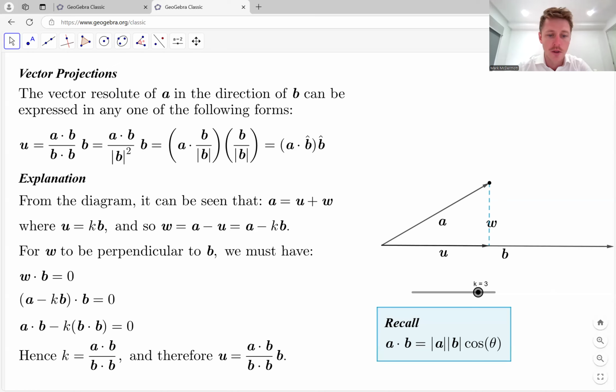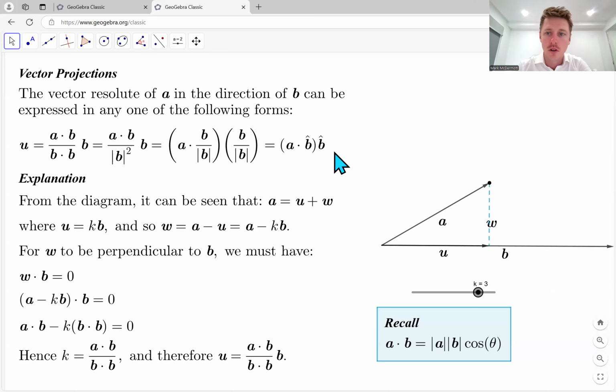Then we can say, therefore, that U, remember, U is equal to KB, and K is equal to this coefficient here. Vector A dotted with vector B divided by B dotted with B, multiplied by vector B. So that's how we got to this conclusion. So this vector U is equal to this. This is how we work it out.